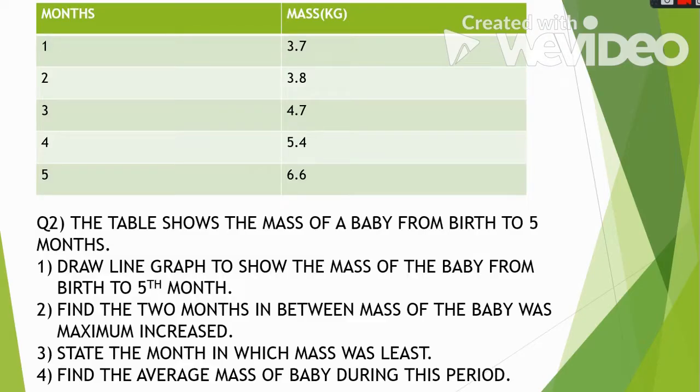Question number 2 is: the table shows the mass of a baby from birth to 5 months. Draw a line graph to show the mass of the baby from birth to 5th month. So 5 months are given, mass in kgs are given, and you have to tell between which 2 months the mass of the baby increased the most. State the month in which mass was least. Find the average mass of the baby during this period.